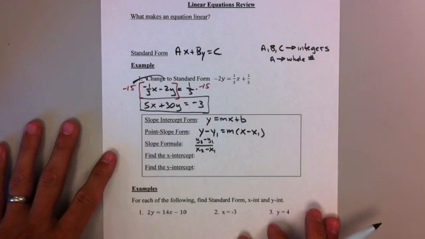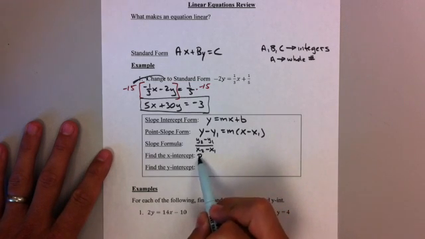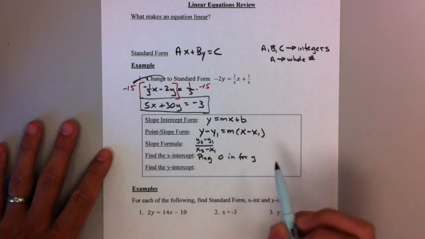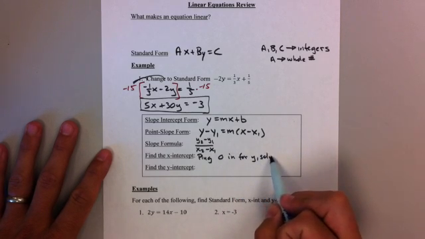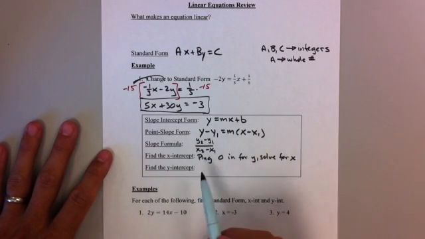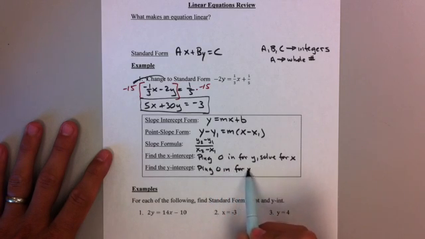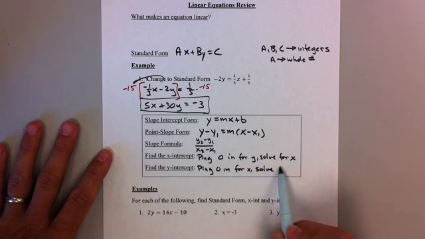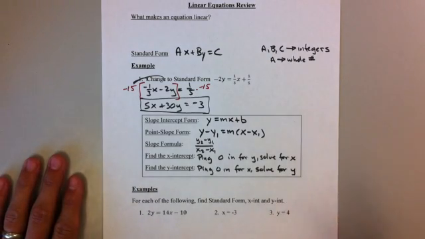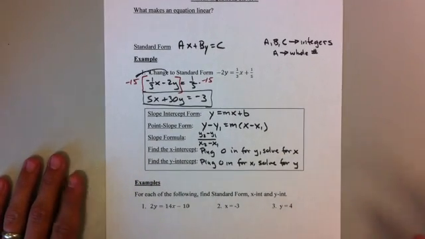To find the x-intercept of a graph, or using the equation, you plug 0 in for y, solve for x. And the opposite is true for the y-intercept. Plug 0 in for x, solve for y. Okay, so that's a big review. All these things, hopefully, you have already talked about. So let's move on down.